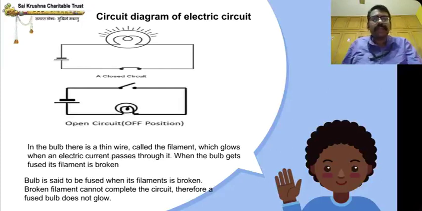When the bulb gets fused, its filament is broken. A bulb is said to be fused when the filament is broken. A broken filament cannot complete the circuit. Therefore, a fused bulb does not glow.